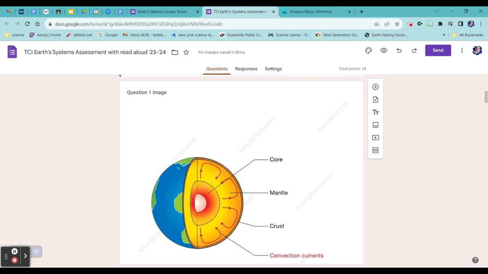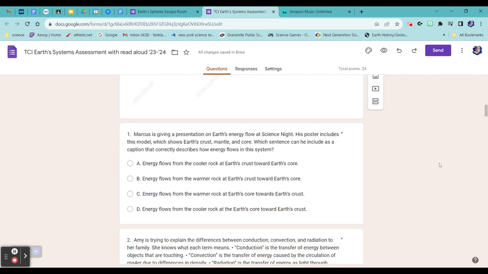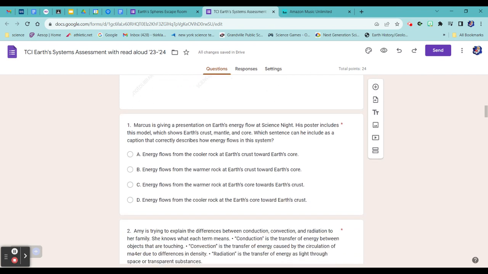Question number 1, you're going to use this image of the Earth and its layers. Marcus is giving a presentation on Earth's energy flow at Science Night. His poster includes this model which shows Earth's crust, mantle, and core. Which sentence can he include as a caption that correctly describes how energy flows in the system?